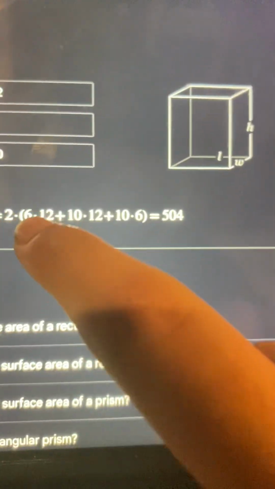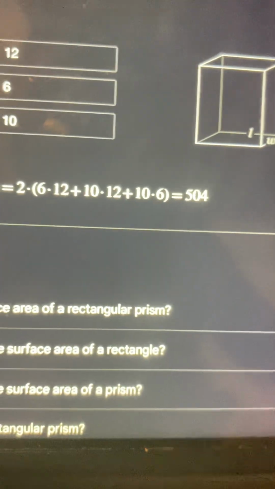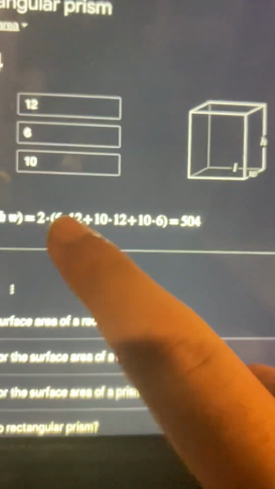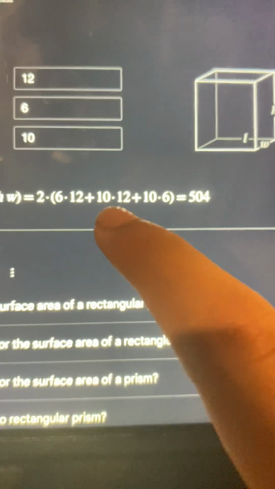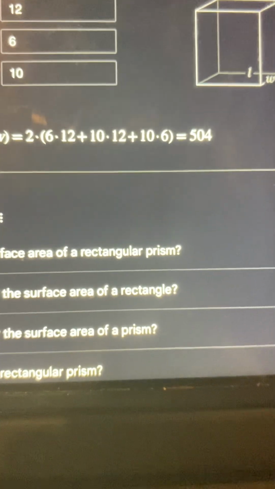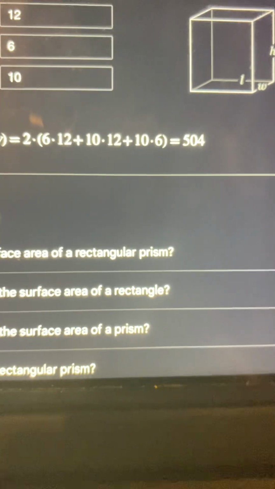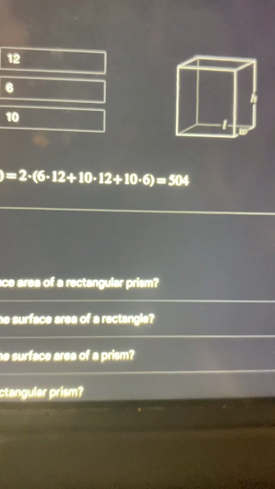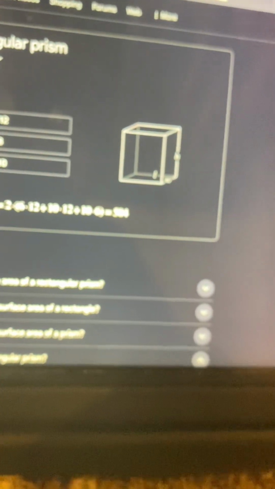Imagine we actually put the same numbers in. What do you notice is different? 6 times 6 is 36. 12 times 12 is 144. That is 180. And then 10 times 10 is 100, which makes 280. Then the answer will be different. And then 280 times 2 is 560. Oh my goodness. That's not 444.